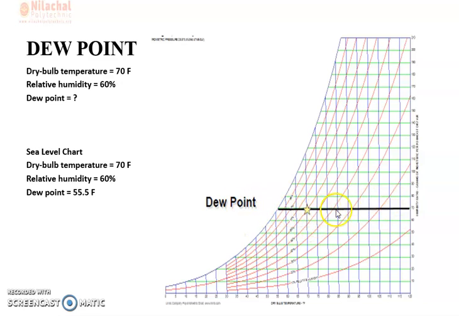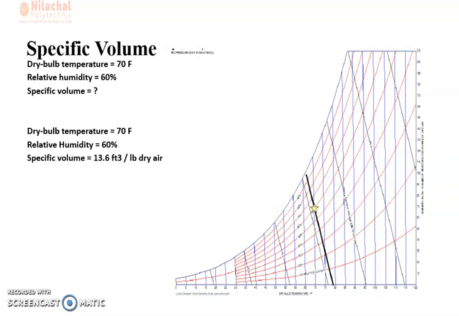From this point you get the dew point temperature. These are the horizontal lines, the dew point temperature. Already I explained. Here you draw the horizontal line and see what the temperature is. If you cut here, easily you can calculate, this is 55.5 Fahrenheit.